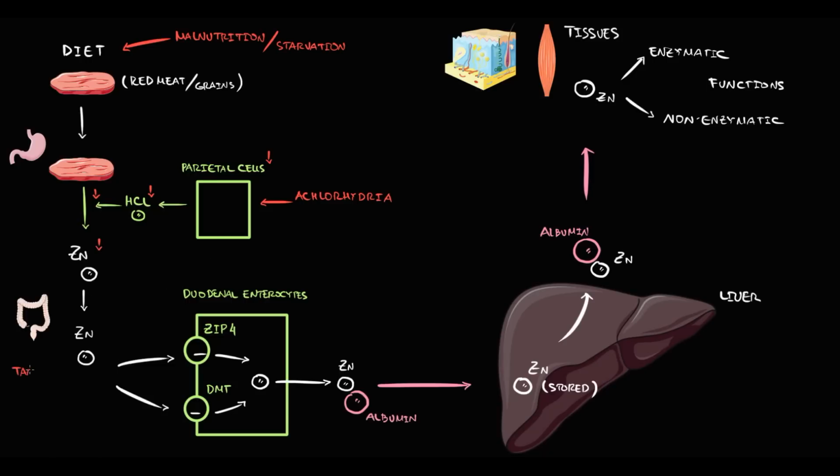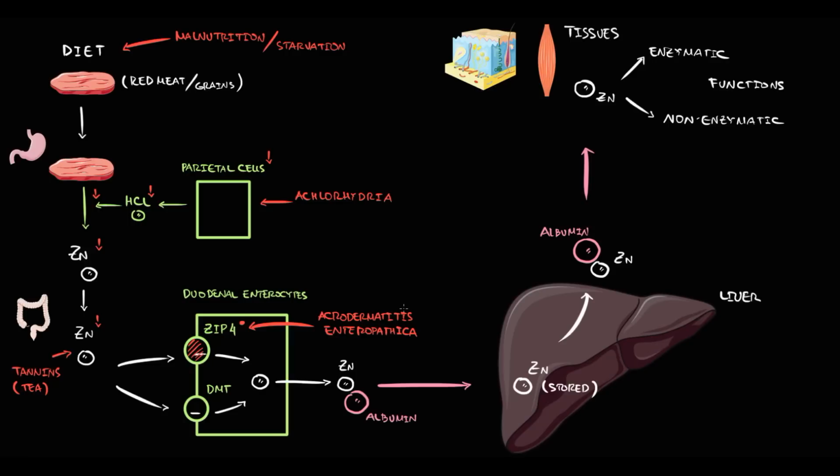The intake of tannins, together with zinc-containing products, can be one of the factors contributing to zinc deficiency, because tannins bind to zinc with formation of stable complexes. And the problem is that in the form of a complex, enterocytes cannot absorb zinc. The most high-yield cause of zinc deficiency for examination purposes is acrodermatitis enteropathica. In this case, a genetic mutation disrupts the function of the ZIP4 transporter, and without this transporter, the absorption of zinc decreases, which leads to zinc deficiency.